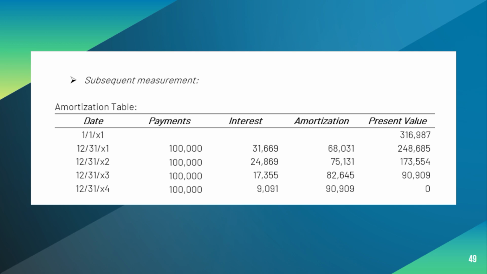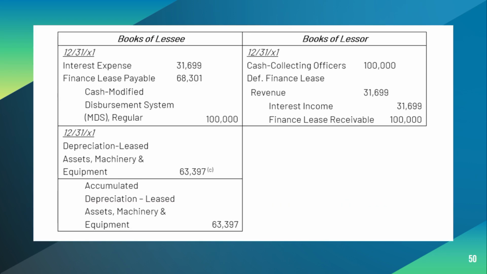Provided is the amortization table for the period of 4 years. So, payments of 100,000 per year, interest, and amortization and present value. Amortization is computed by subtracting the interest from payments, and the present value is computed by subtracting the amortization from the previous year's present value. Here are the entries for the books of the lessee and books of the lessor.